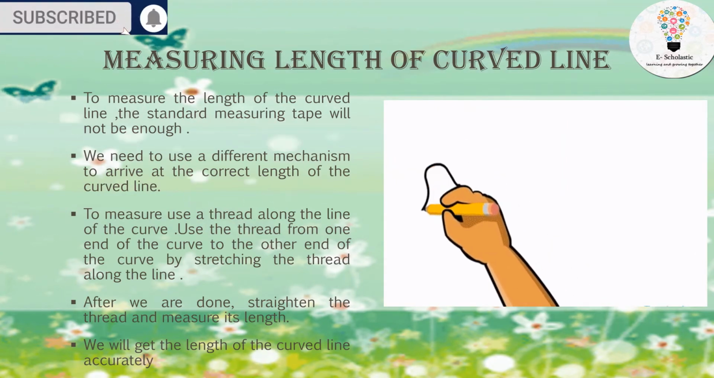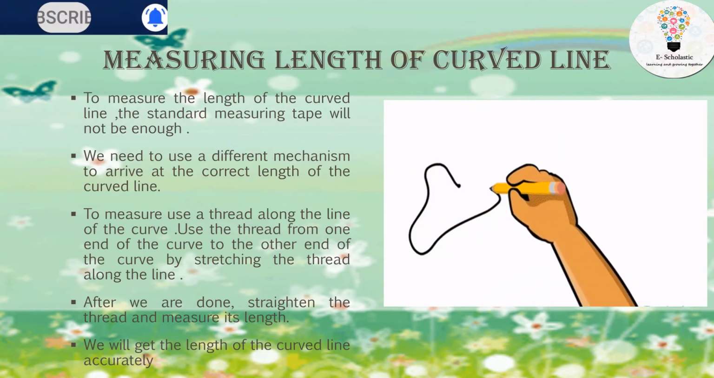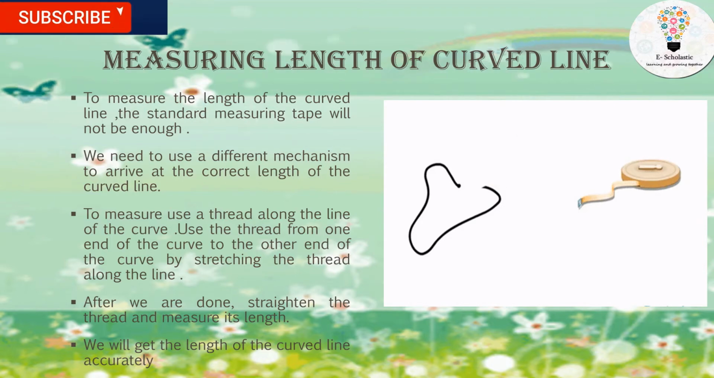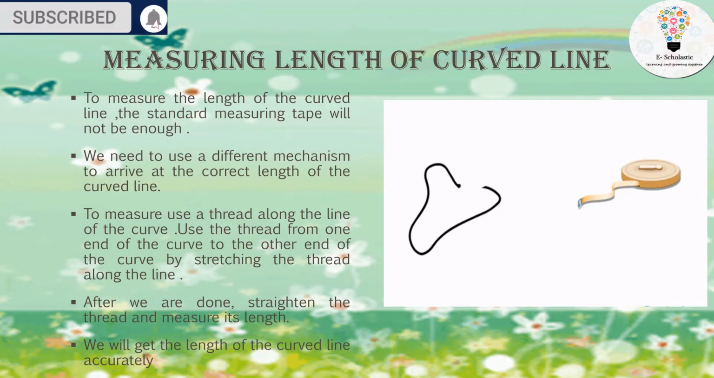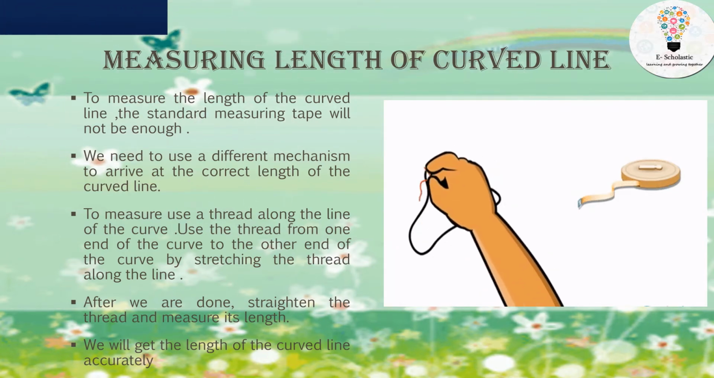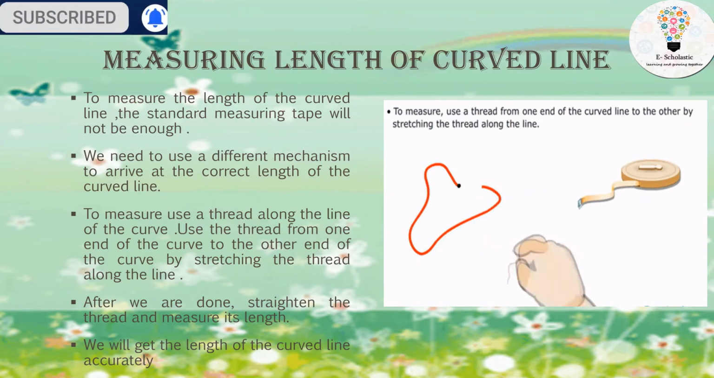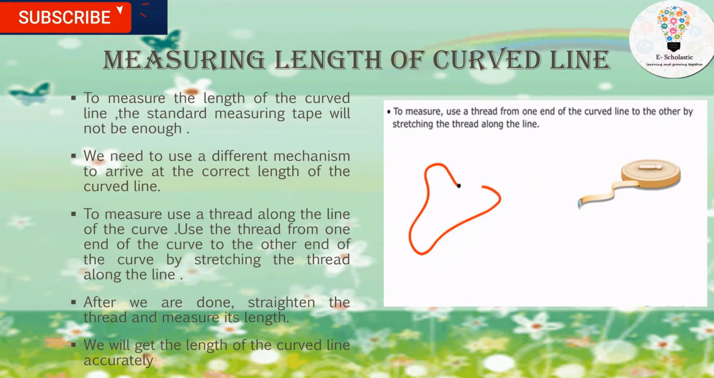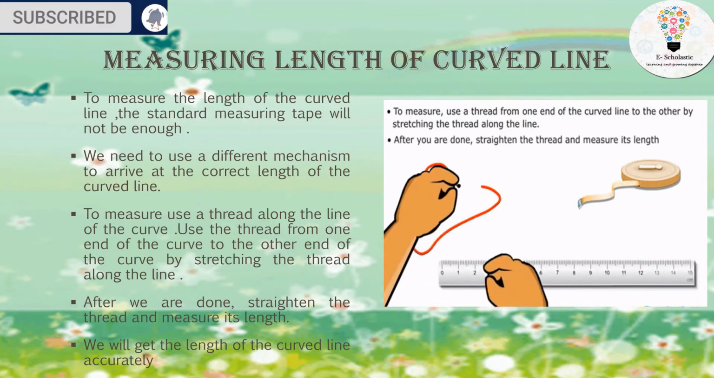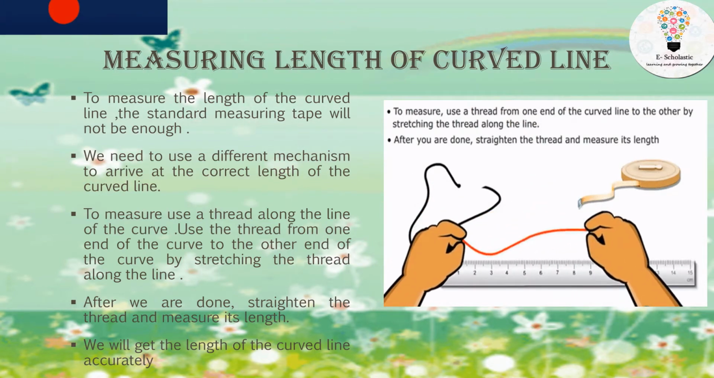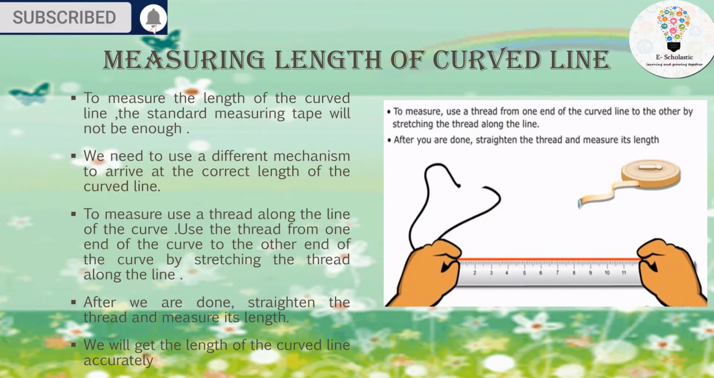Measuring the length of a straight line or a straight object is easy, and we have seen how we can do it. But what if we have to measure the length of a curved line? To measure the length of a curved line, the standard measuring tape will not be enough. We need to use a different mechanism to arrive at the correct length of the curved line.